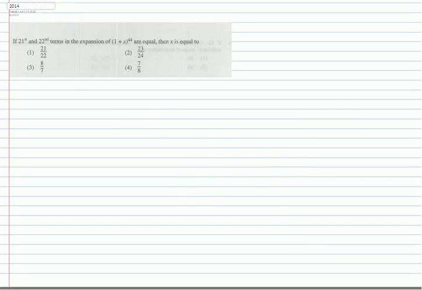If the 21st and 22nd terms in the expansion of (1 plus x) to the power 44 are equal, try to understand, they are equal, means what? T21 is equal to T22, where n is equal to 44 here, so 44C20 into x to the power 20 must be equal to 44C21 into x to the power 21.